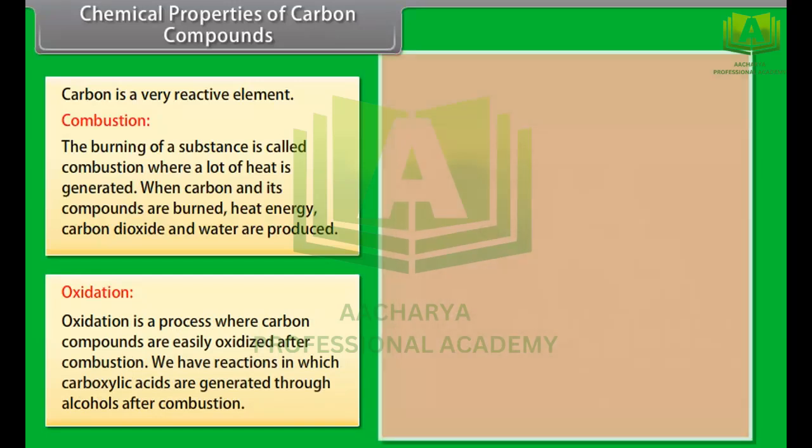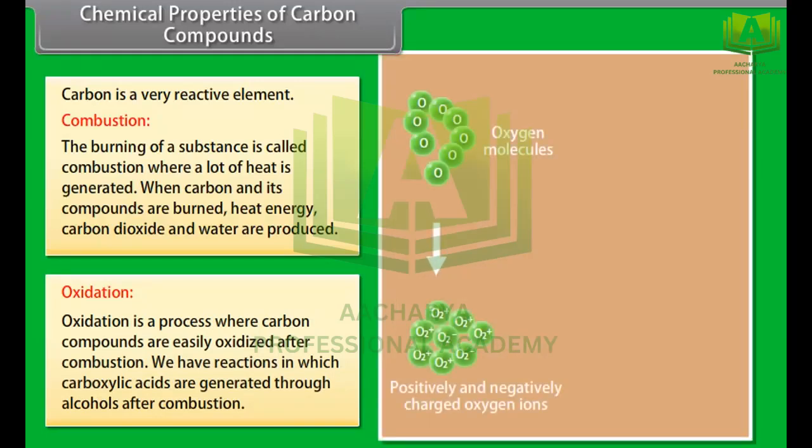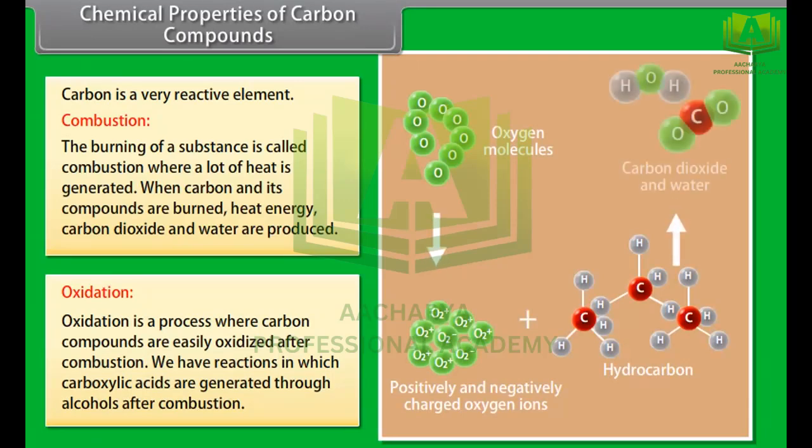Oxidation. Oxidation is a process where carbon compounds are easily oxidized after combustion. After complete oxidation, additionally, we have reactions in which carboxylic acids are generated through alcohol after combustion.